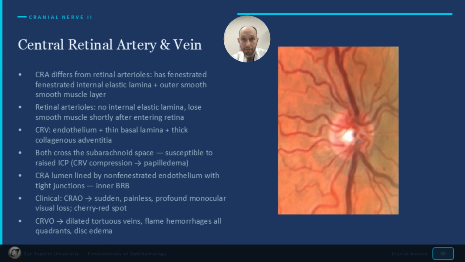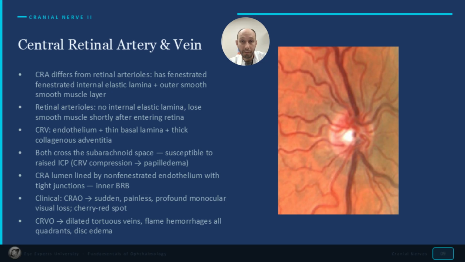Unlike the retinal arterioles, the central retinal artery has a layer of smooth muscle and fenestrated internal elastic lamina. The ciliary retinal artery is collateral circulation present in about 30% of the population that can supply the central retina in the event when the central retinal artery has stroked out.